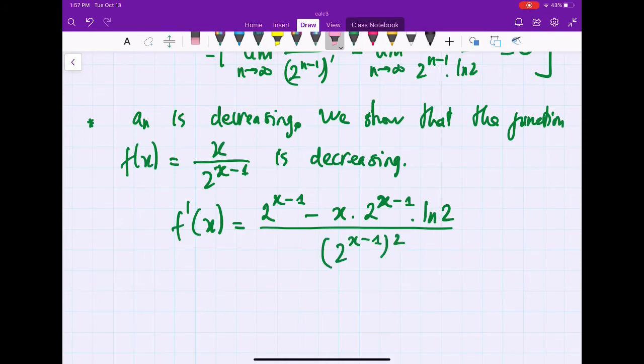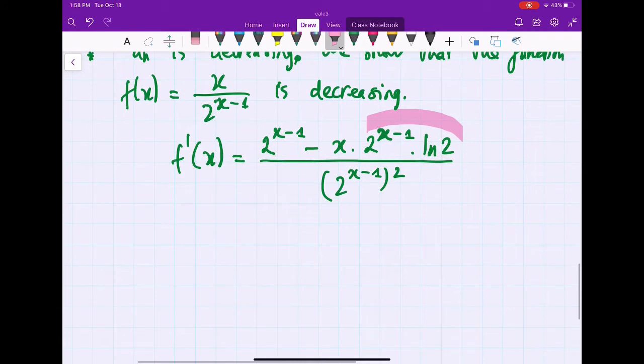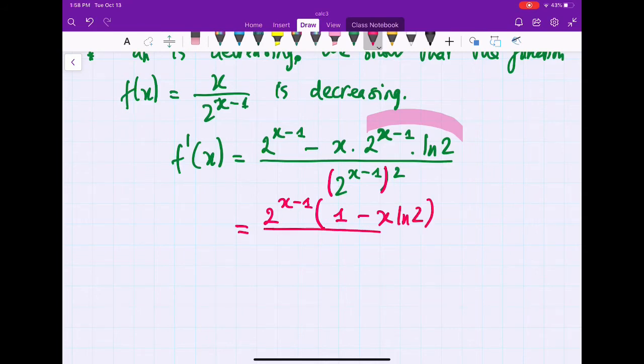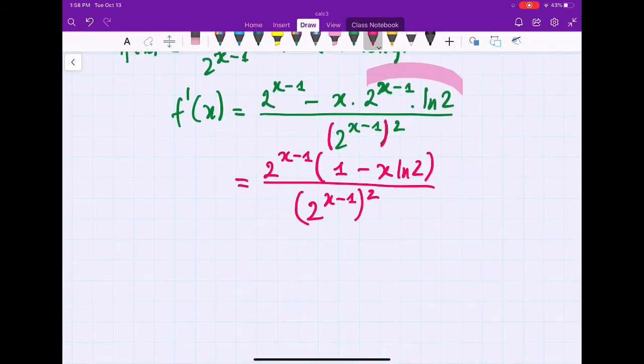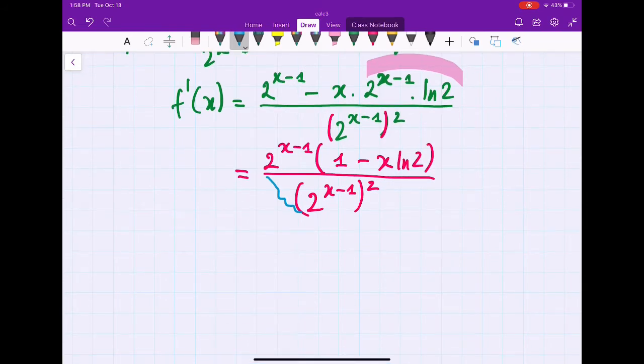This part is the derivative of 2^(x-1). Okay, we can take 2^(x-1) out because that is common, right? Then I have (1 minus x ln 2) over 2^(x-1) squared. It does not bother us. We don't need to simplify all this term. We just need the sign of the derivative, but both factors are positive. So the sign of the derivative is decided by this term.